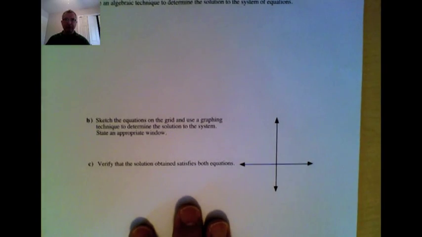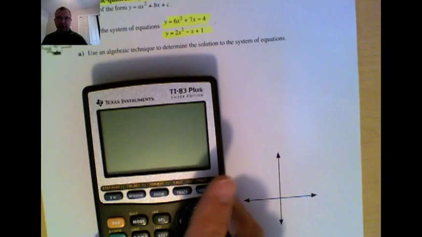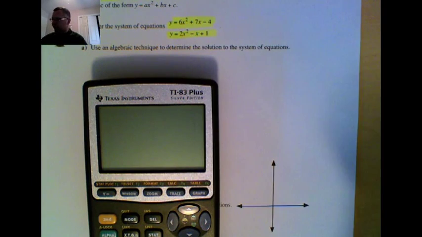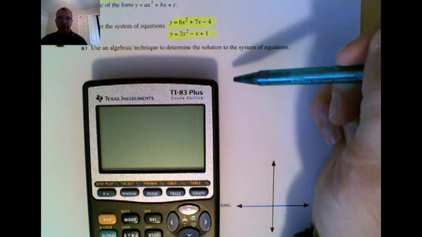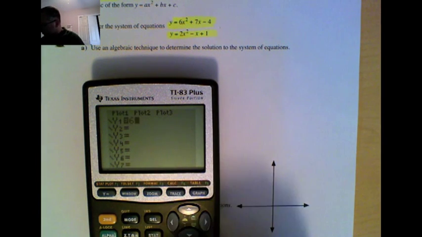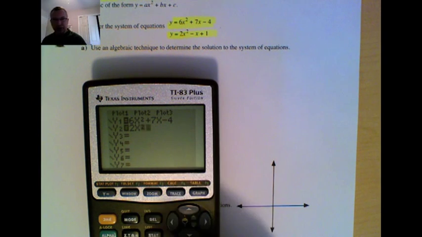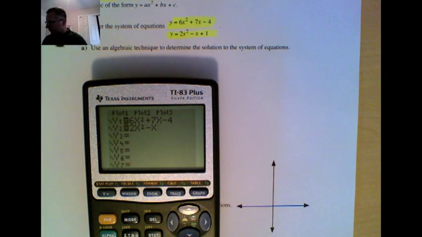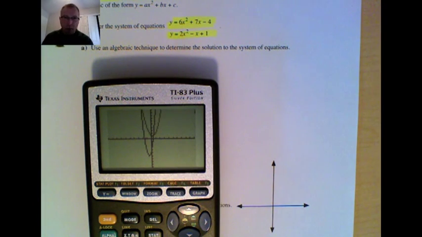Now, I'm going to start with part B of this particular example. We're going to graph our two equations, determine our solutions graphically, and then go back and do the algebraic solution. So our first equation is 6x squared plus 7x minus 4, and we're going to put that in y1. And in y2, we're going to put 2x squared minus x plus 1. And we're going to hit zoom and choose number 6. So there's what our graph looks like.